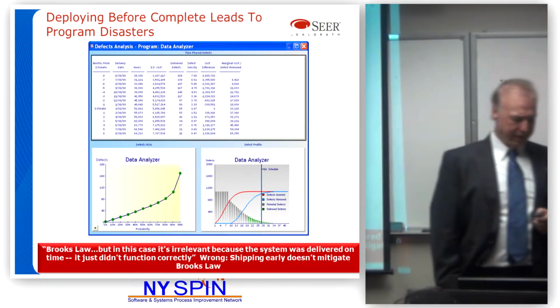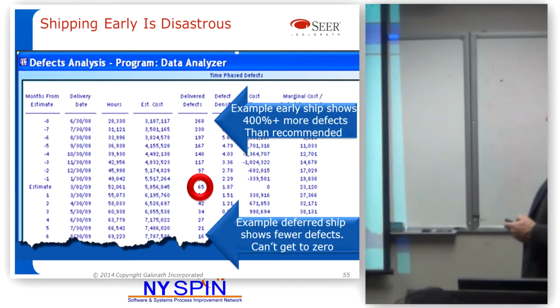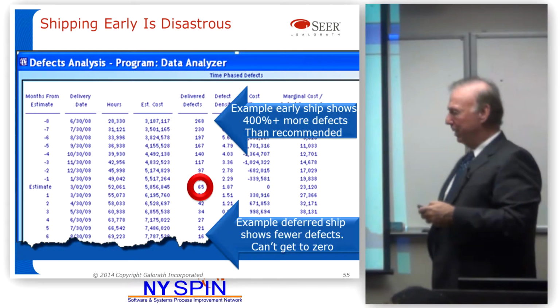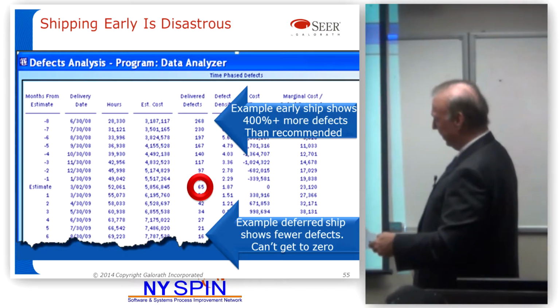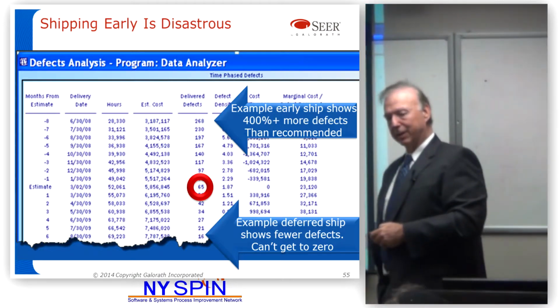There's a minimum time to get a software job done. If you ship before that, you're in big trouble. I know you can't read that, but you should be able to read this. And this is out of our model. It says that in this particular system, when you ship it, you probably ship it about the time, the month, I don't know what that is, with 65 delivered defects.